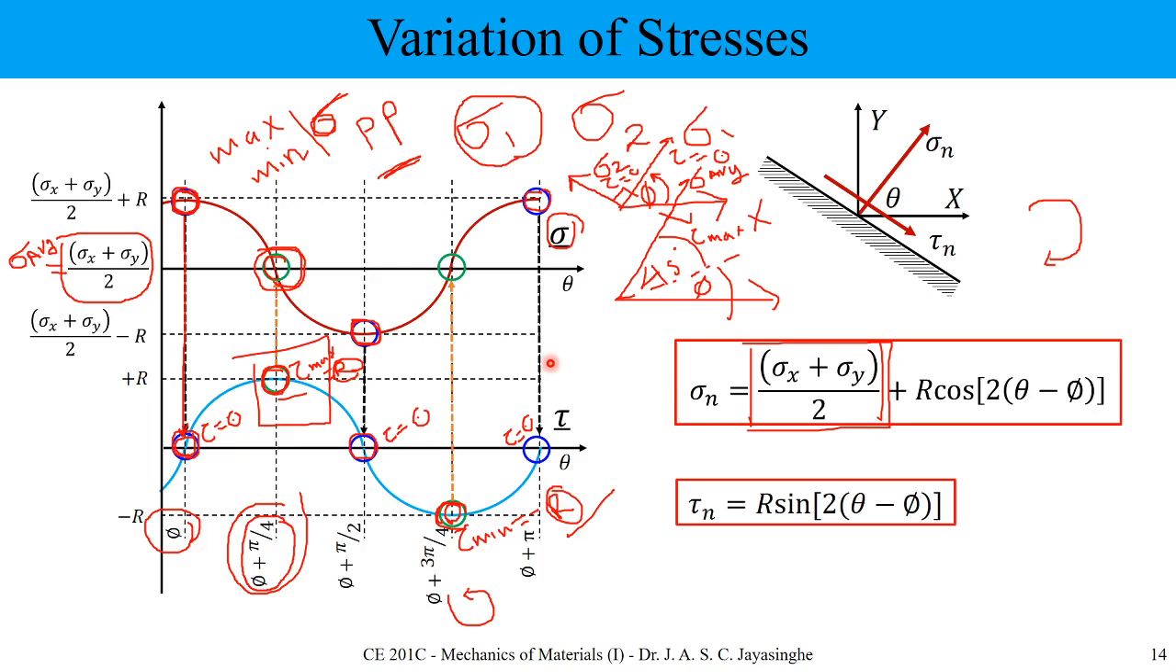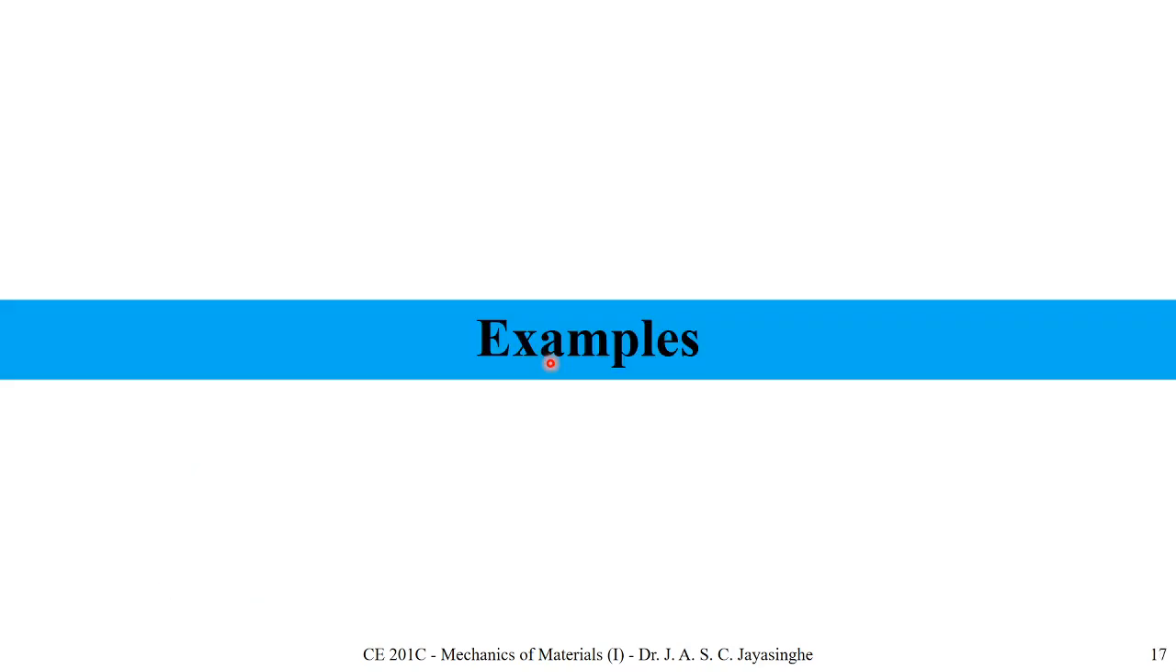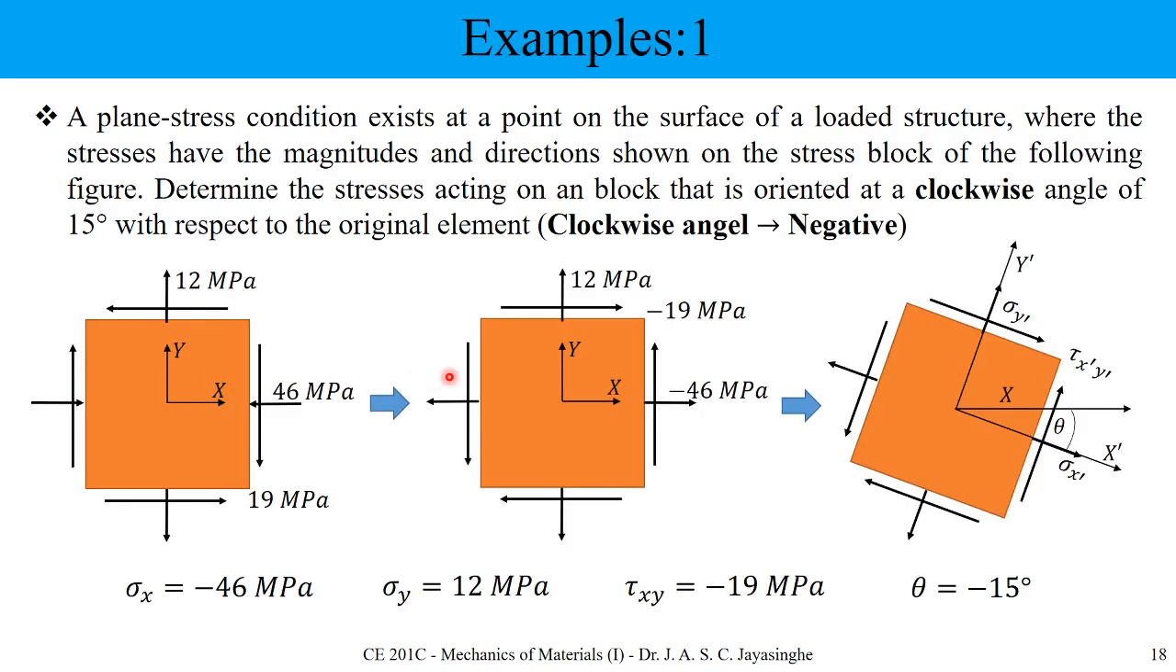Now, to get a clear idea about this, we can shift to an example. I will try to explain one or two examples in this section. So the first example, just read. This is your first example. Plane stress condition, a loaded structure where the stress has the magnitude and direction shown in the block. This is our given block.